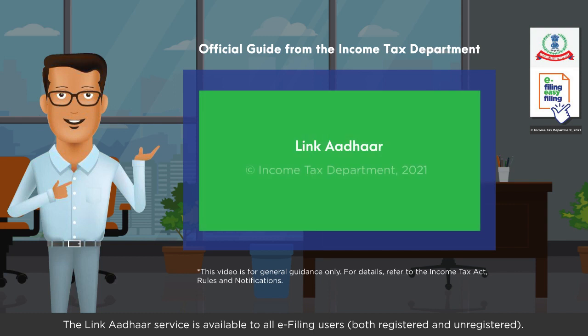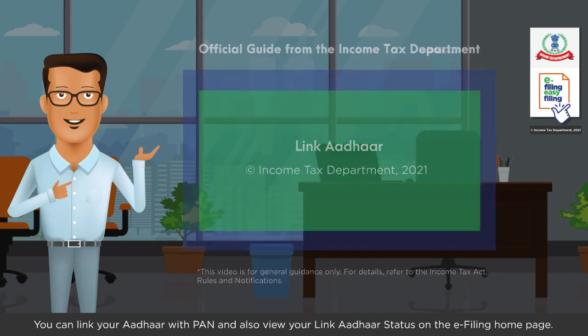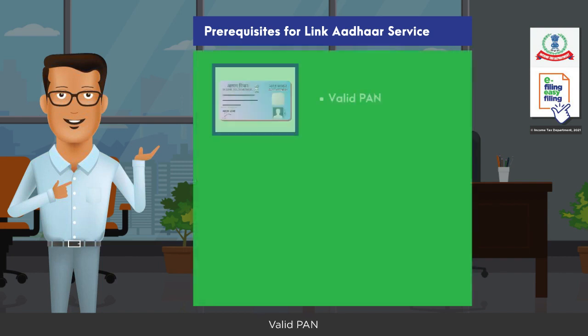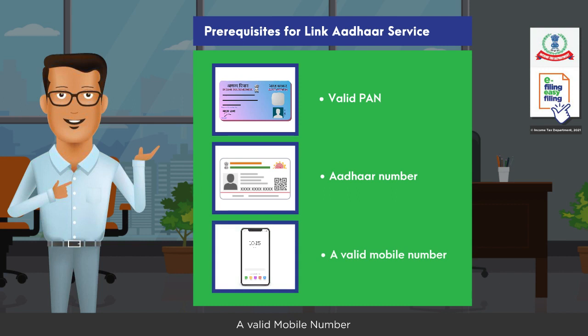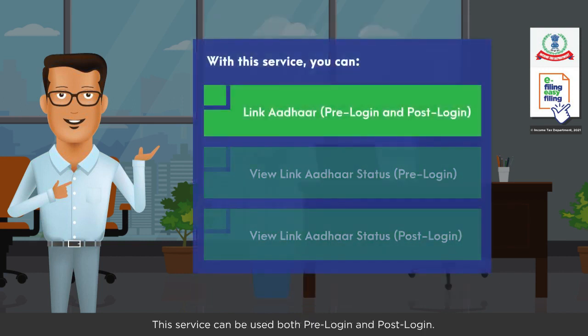The Link Aadhaar service is available to all e-filing users, both registered and unregistered. You can link your Aadhaar with PAN, and also view your Link Aadhaar status on the e-filing homepage. The prerequisites for this service include valid PAN, Aadhaar number, a valid mobile number. This service can be used both pre-login and post-login.